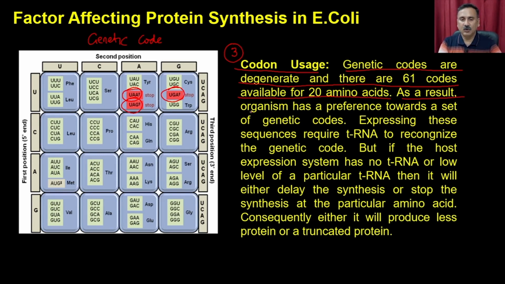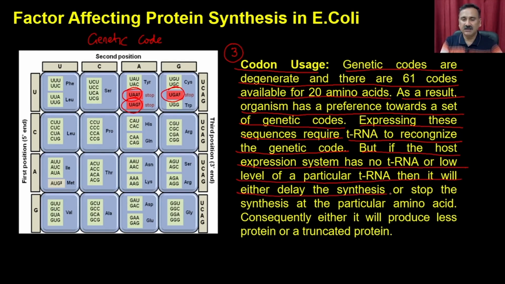As a result, the organism has a preference towards a set of genetic codes. Expressing these sequences requires the tRNA to recognize the genetic code. But if the host expression system has no tRNA, or a low level of a particular tRNA, then it will either delay the synthesis or stop the synthesis at a particular amino acid. Consequently, it will produce either less protein or a truncated protein.